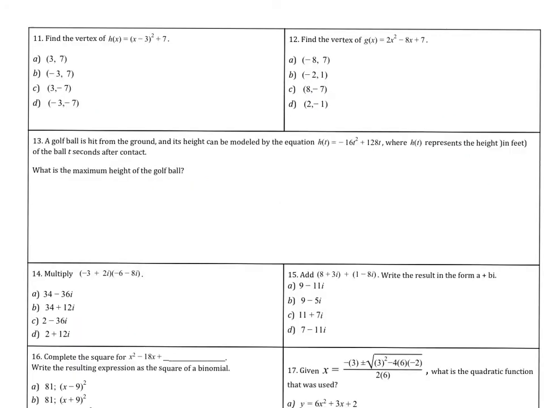Question number 11. Find the vertex of h(x) = (x minus 3) squared plus 7. So the answer is going to be 3 comma 7. If you compare it with (x minus h) squared plus k, the vertex is h comma k. So in this case it's 3 comma 7.